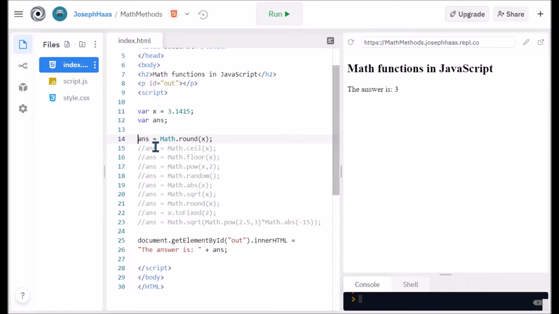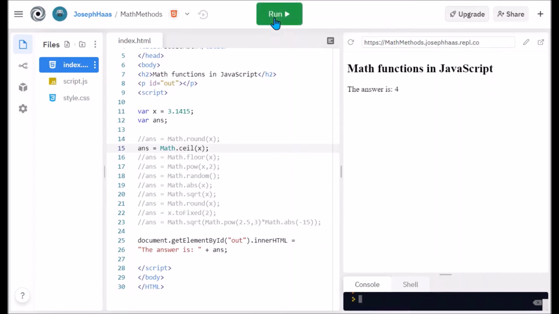And I'm going to give you the link to this as well, and I would suggest playing around with all these. I can try the next one. Math.ceil probably does what you would expect. It rounds a number up to the ceiling. So 3.1415 rounded up is 4. Want to guess what math.floor does? Oh yeah, it rounds it down.